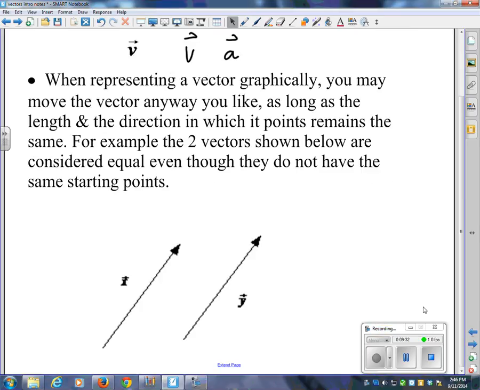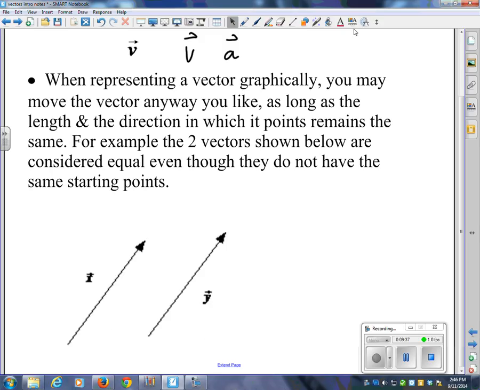And most kids never have a problem with this. Every once in a while I see someone that says, but it's not the same, it doesn't start in the same place. X and Y are the same. Why? Because they have the same length and they point in exactly the same direction. They are equivalent. It is the same as doing something like this. That two in blue and that two in red mean the same thing. They're different spots, they're different colors, they're different font. They mean the same. These two vectors are the same. You can move vectors around.